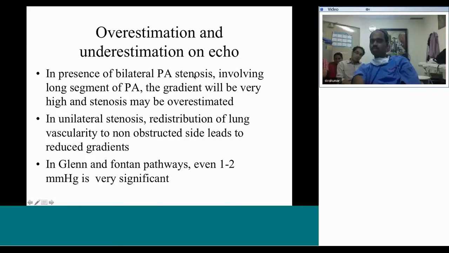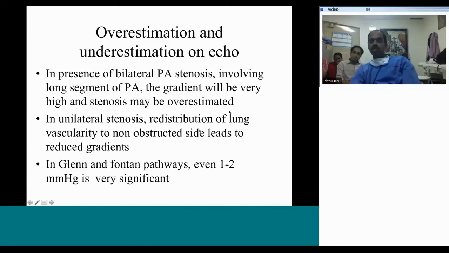So we talked about what is overestimation and underestimation on echocardiography. In the presence of bilateral pulmonary artery stenosis involving long segments of the pulmonary artery, the gradient will be very high and the stenosis will be overestimated by echocardiography, because the pulmonary artery is a tubular structure, so you will falsely get a very high gradient. You will get a gradient of 90, 100, but when you put in a catheter, you will find only 50 or 60. So in patients with bilateral peripheral pulmonary artery stenosis, don't go by the stenosis gradient; go by RV systolic pressure by TR jet or RV systolic contractility. So use some other indicators, and don't make decisions about interventions or surgery based on PA stenosis gradients in bilateral PA stenosis.